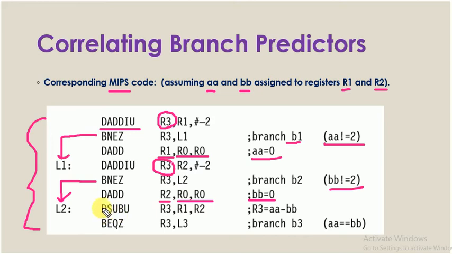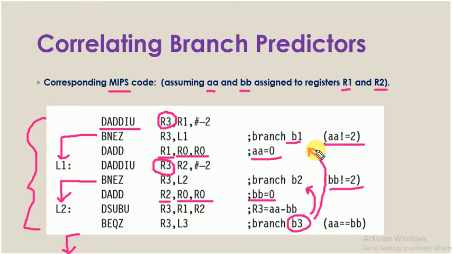Okay, now in the third stage it is doing a subtraction operation between R1 minus R2, that means AA minus BB. If it is equal to 0, it will go to branch 3, that is the next branch, which is not mentioned here. So the decision on branch B3 depends on both branch B2 and B1. That is the only thing I want to mention here. It's not a very difficult thing.